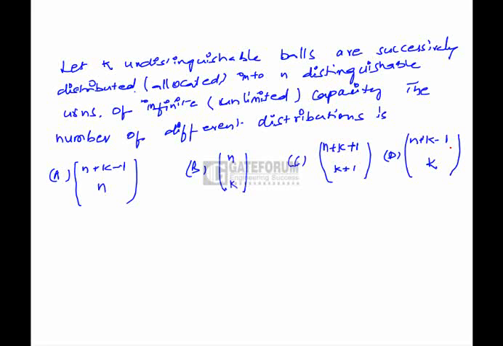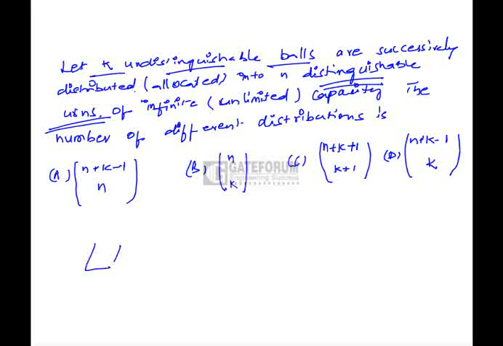In this problem, it is given that there are k indistinguishable balls, and these are successively distributed, allocated into distinguishable urns of infinite capacity. Then the number of different distributions is.